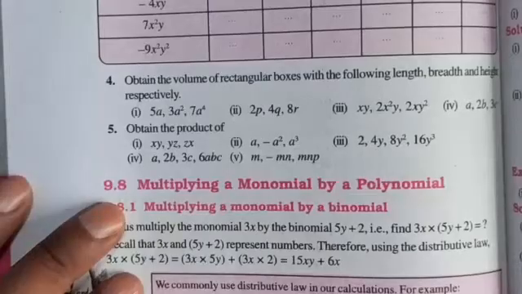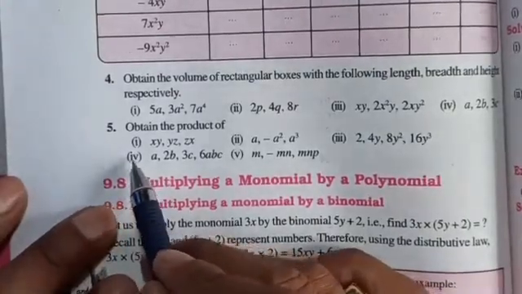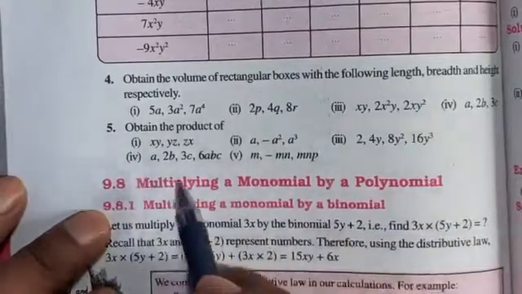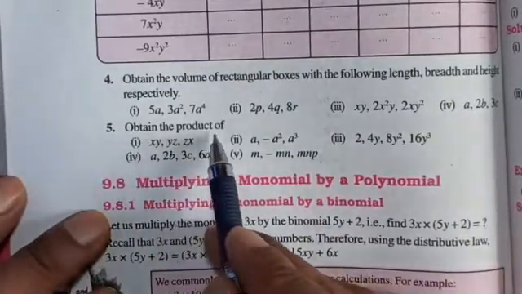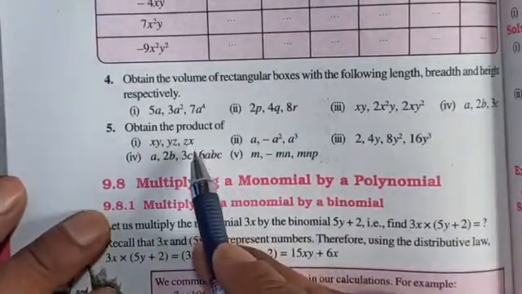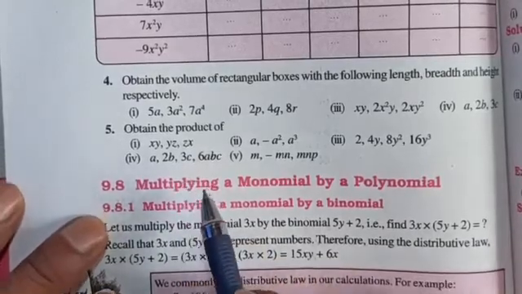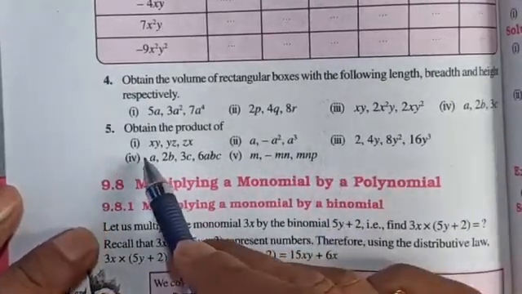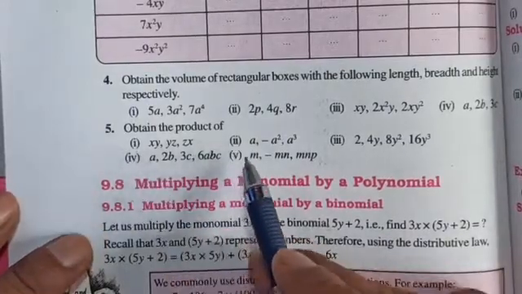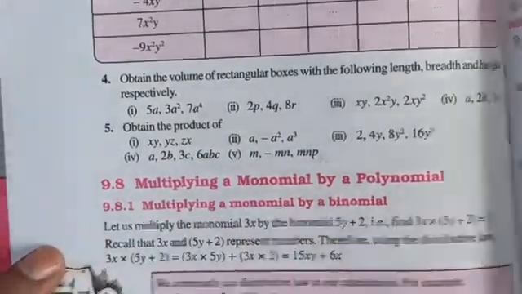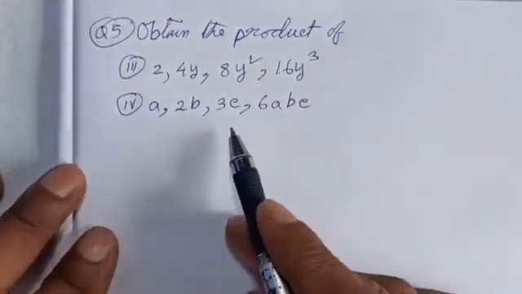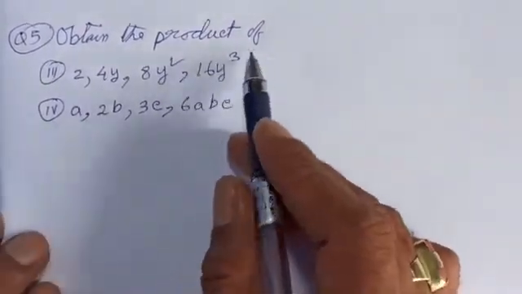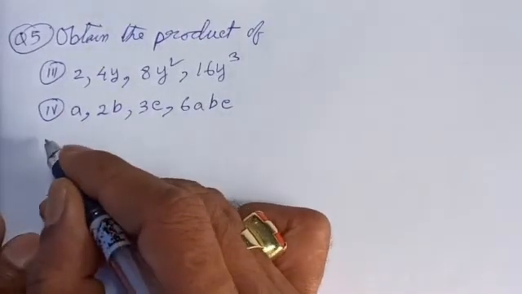In question number 5, there are 5 questions: 1, 2, 3, 4, 5. All the questions are the same. Obtain the following product. So let's do Roman number 3 and Roman number 4, and you try Roman 1, 2, and 5. So here I wrote the question. Obtain the product of, product means multiply. Now solution.